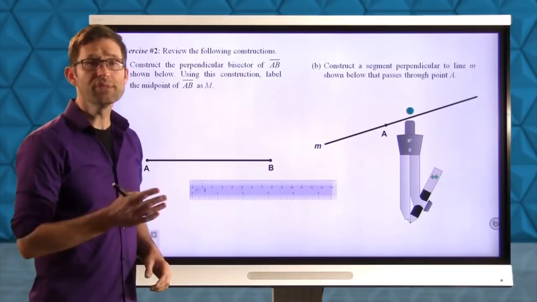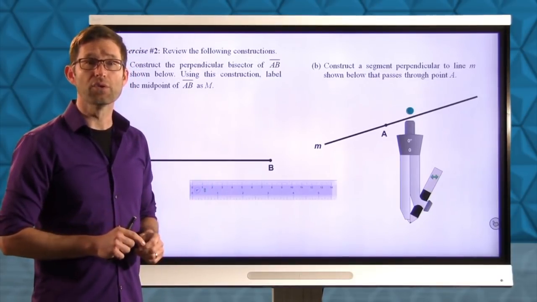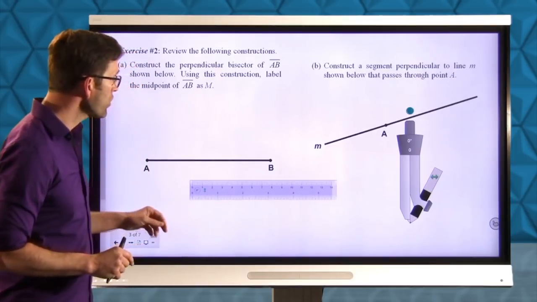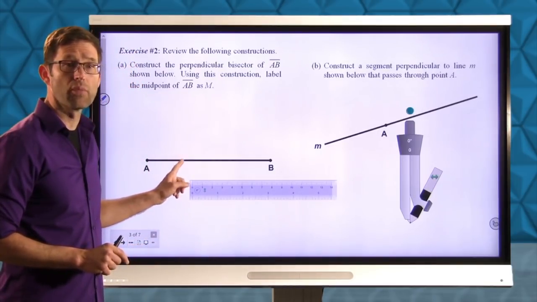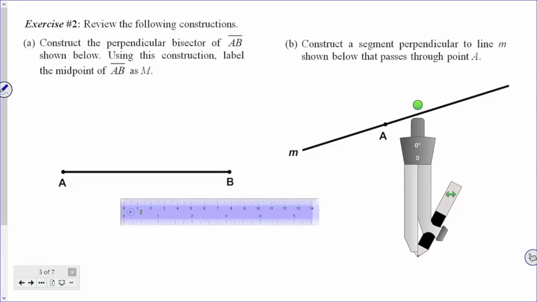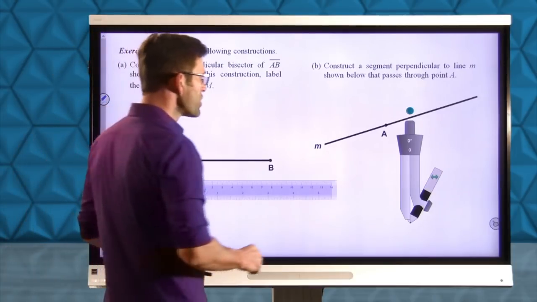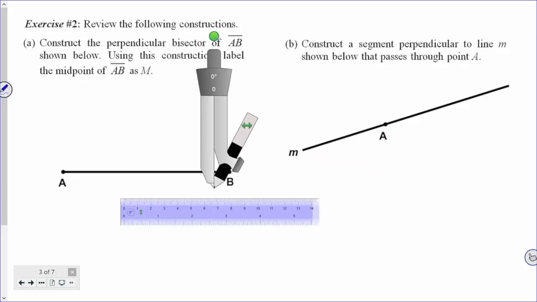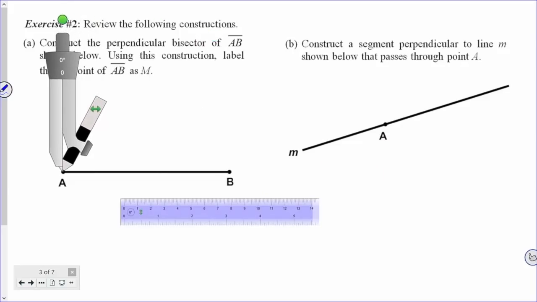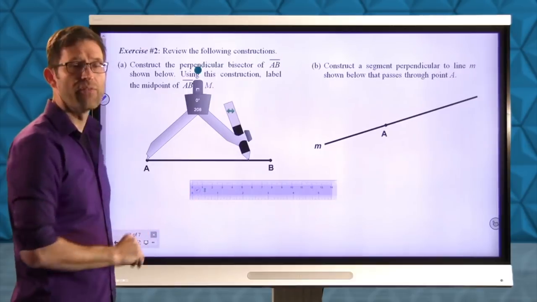All right, well, this is a construction that you've seen many, many times. So what I'd like you to do is pause the video now and see if you can remember how to construct the perpendicular bisector of segment AB. All right, let's go through it. So remember how we do this. We take our handy dandy compass. We stretch it out so that it's more than half the length of AB.